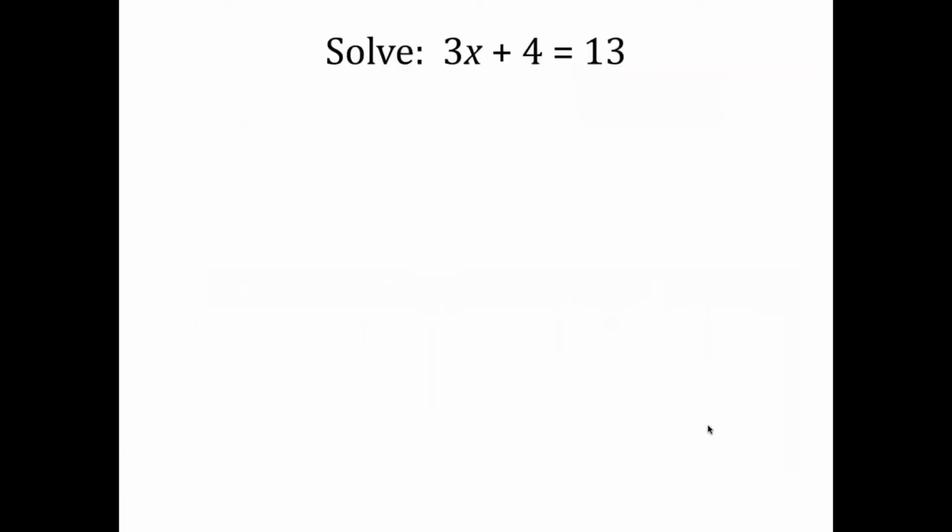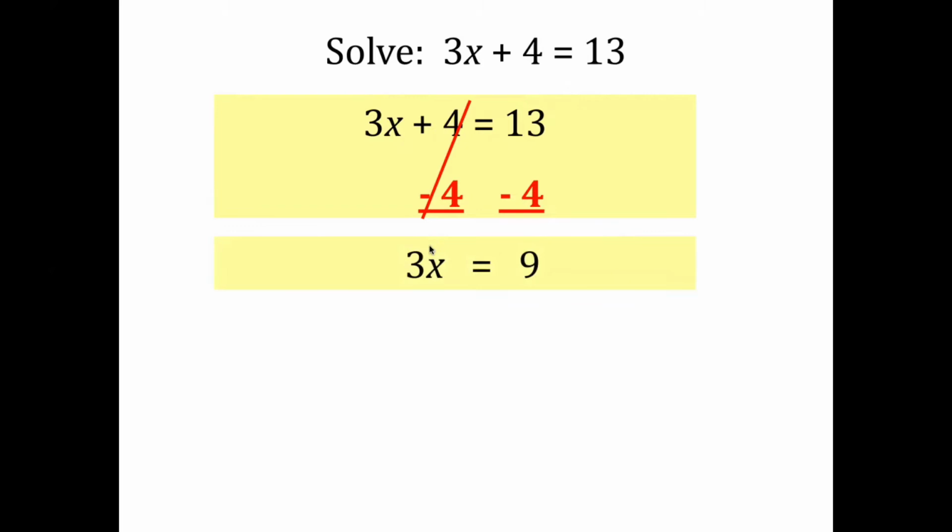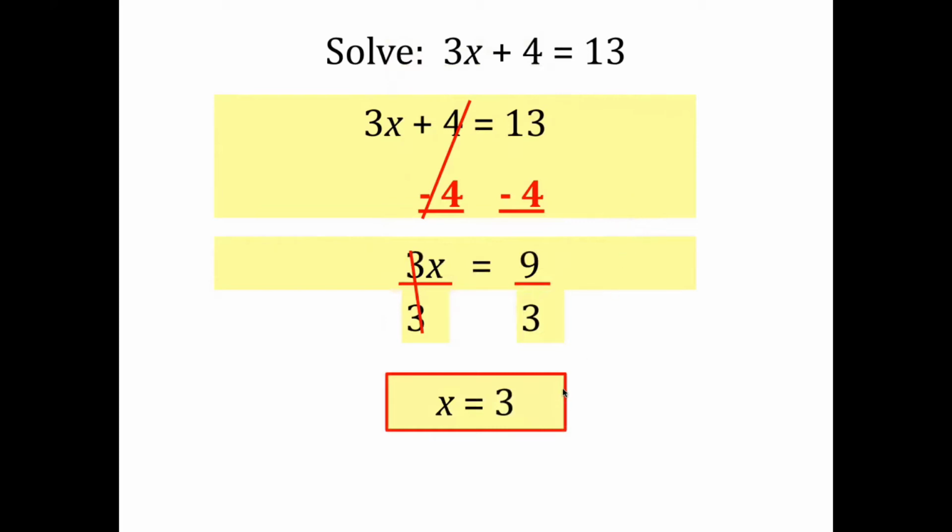So in the case of the equation 3x plus 4 equals 13, first undo the addition of 4 by subtracting 4 from both sides. 4 will cancel out, and 13 minus 4 equals 9. You can bring down your remaining terms, which is 3x equals 9. And now you can undo the multiplication of 3 by dividing both sides by 3. Your 3 cancels out, and you're left with x equals 3, and that's your solution.